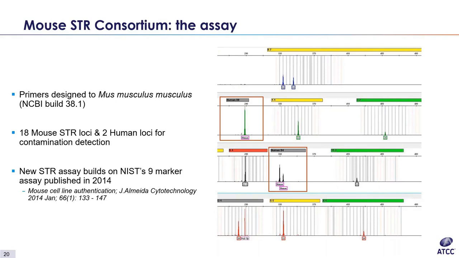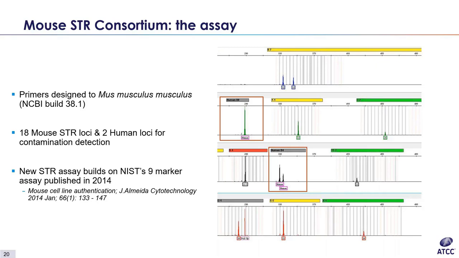So let's take a look at the assay. The assay follows the same general STR protocol as described by my colleague Brian earlier in the webinar. The primers are designed to target the musculus species of mouse, and there are 18 mouse-specific loci and 2 human loci for contamination detection. The human primers are specific for human or African green monkey species and will bind to one or both species if they are detected within the submitted sample.